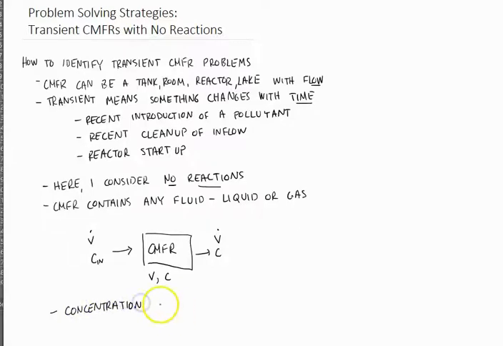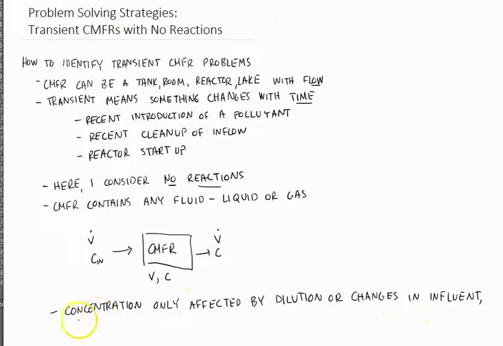It's really important to remember that these CMFRs are completely mixed. That means that our concentration C also equals our concentration coming out. And this concentration is going to change, but only because of some sort of dilution by a decrease in Cin, or an increase in Cin due to something. Again, we're not dealing with any sort of reactions here.